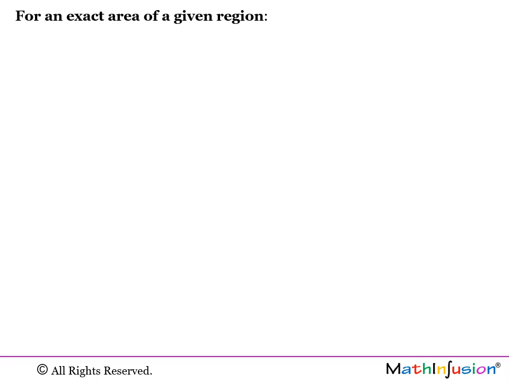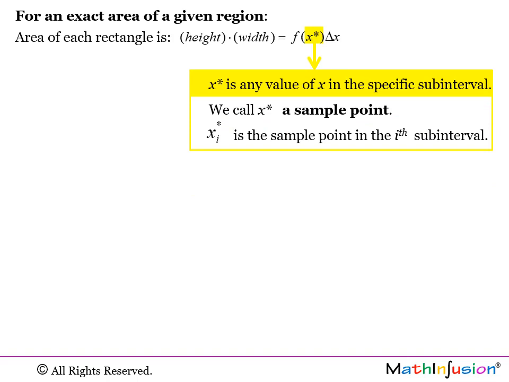Let's now try to set up an integral for the exact area by doing the Riemann sum. The area of each rectangle is the height times the width. The height is f of x star and the width is delta x. Again, x star is any value of x in the specific subinterval. We call x star a sample point. x sub i star is the sample point in the ith subinterval.